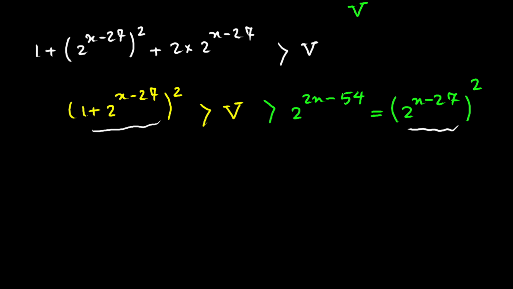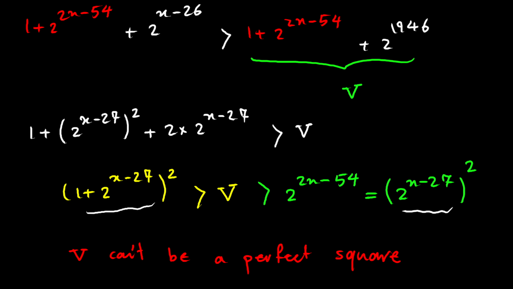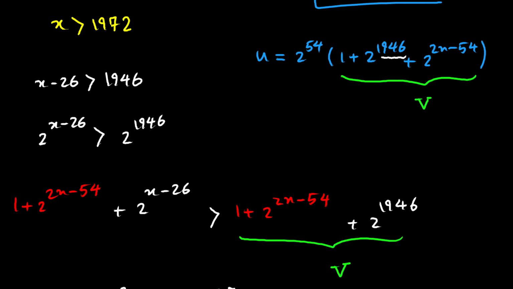Therefore, v cannot be a perfect square. Now, if v cannot be a perfect square, then u cannot be a perfect square as well. And this happens when x is larger than 1972. So, in other words, we can say that when x is greater than 1972, there is no x for which u is a perfect square. Therefore, x equals 1972 is the largest solution for which u is going to be a perfect square.